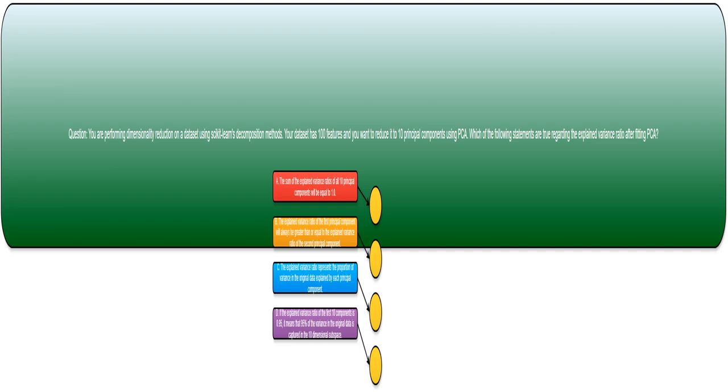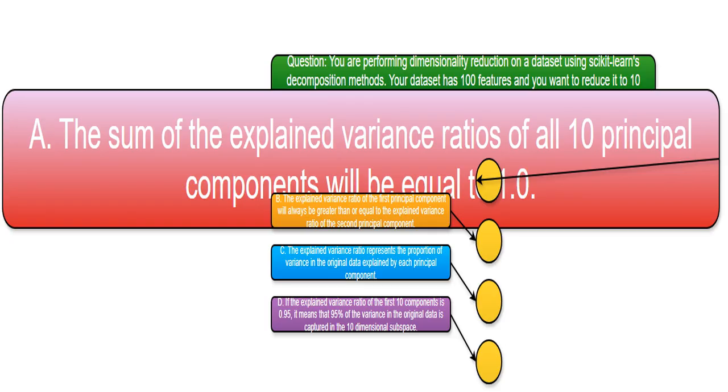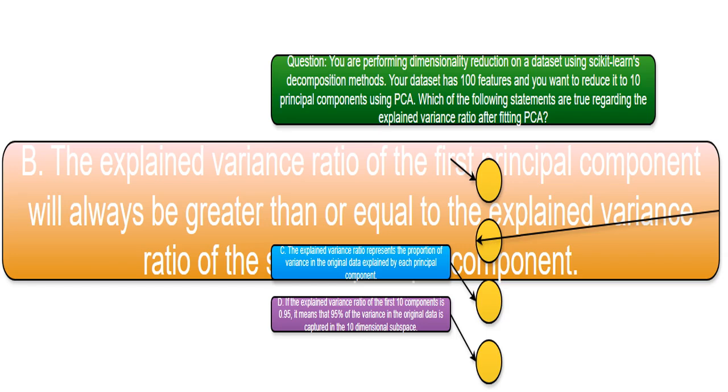It's all about interpreting what those ratios mean. This statement is true. Think of it like this. The explained variance ratios represent fractions of the total variance, and the sum of all fractions should always add up to 1 or 100%.